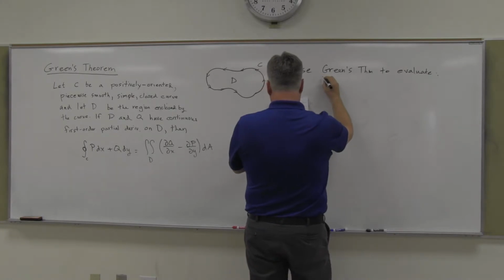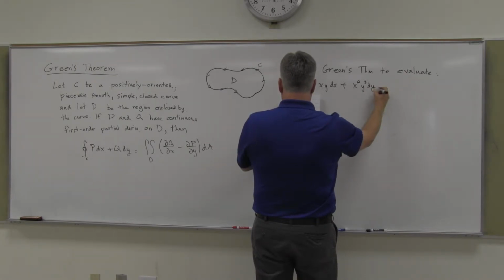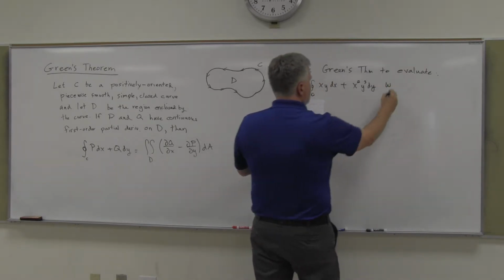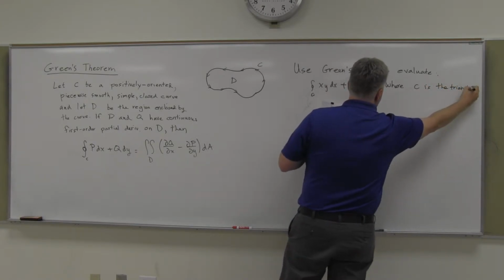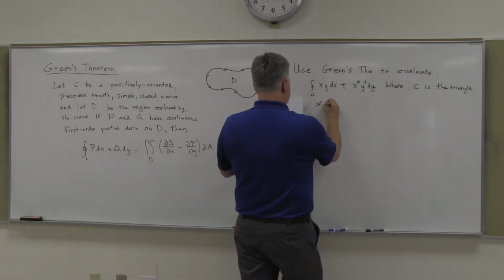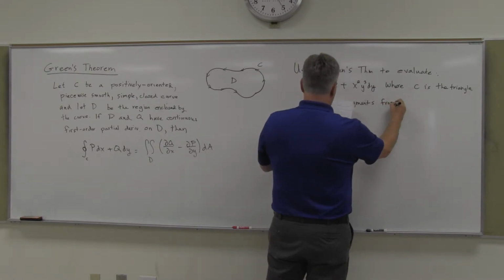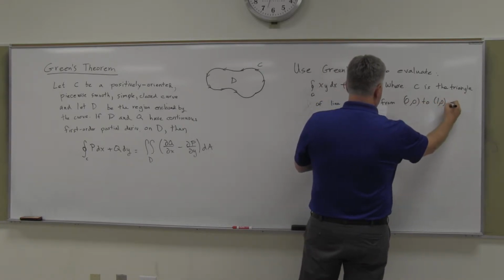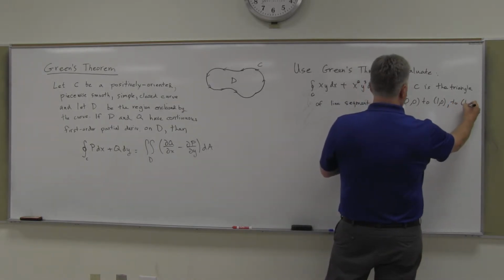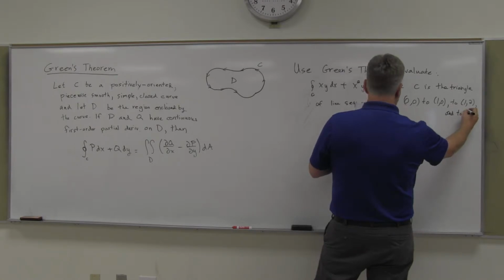It is the line integral over C of xy dx plus x squared y cubed dy, where C is the triangle of line segments from 0, 0 to 1, 0, and then from that to 1, 2, and then from that back to 0, 0.